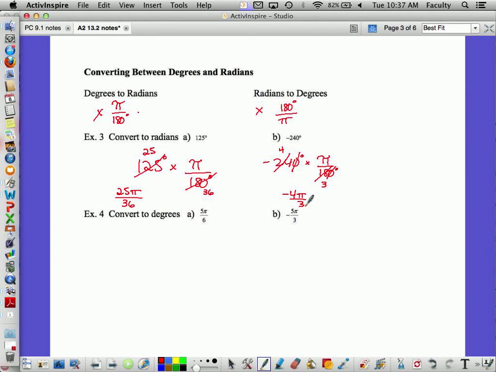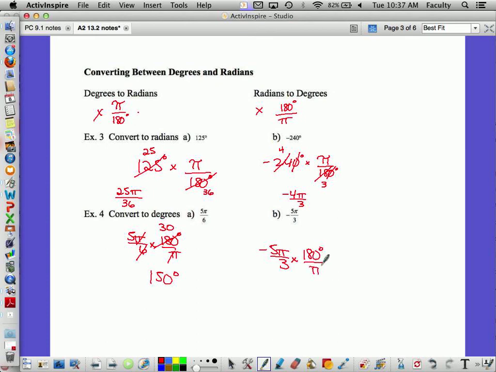In example 4, we're going to go in the opposite direction. 5 pi over 6, I want to multiply into degrees. So the degrees go in the top. The pi's cancel. 6 goes into 18 3 times, but there's a 0. So 5 times 30 is 150 degrees. And see how we're doing this without a calculator.